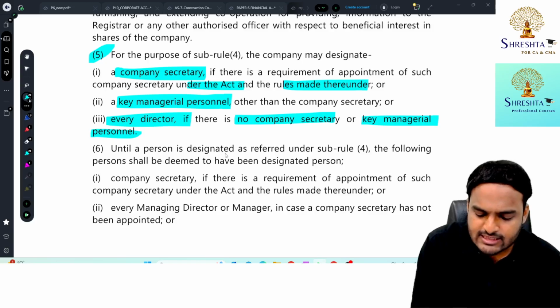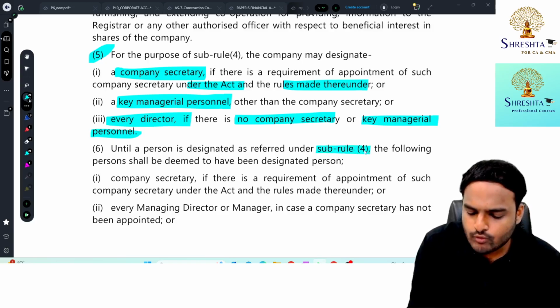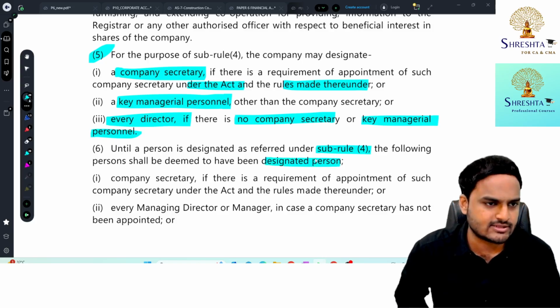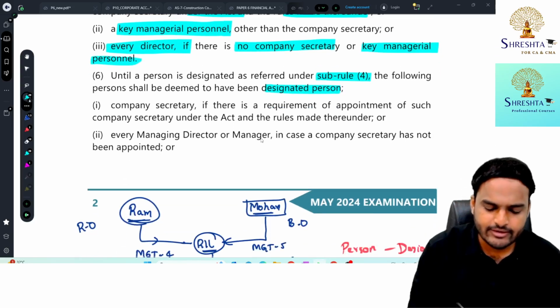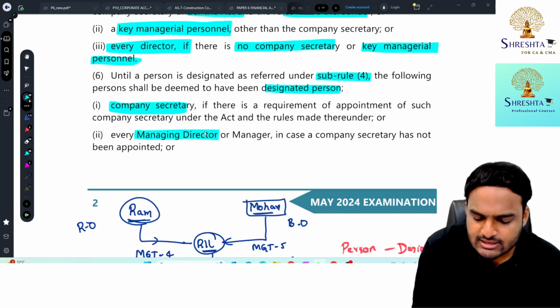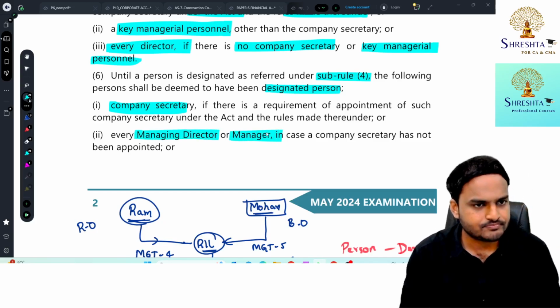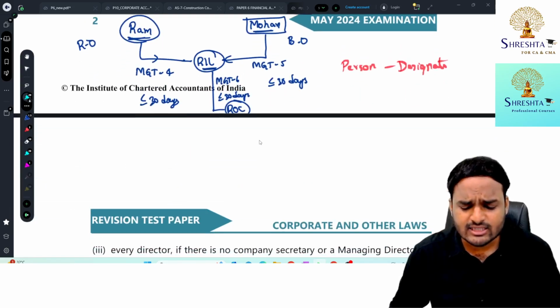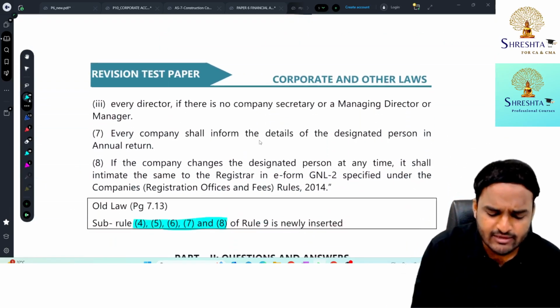Until a person is designated as referred to under sub-rule 4, the following persons shall be deemed to have been designated. Who? The company secretary. If no company secretary, then every managing director or manager. If no managing director, no manager, no company secretary, then every director.